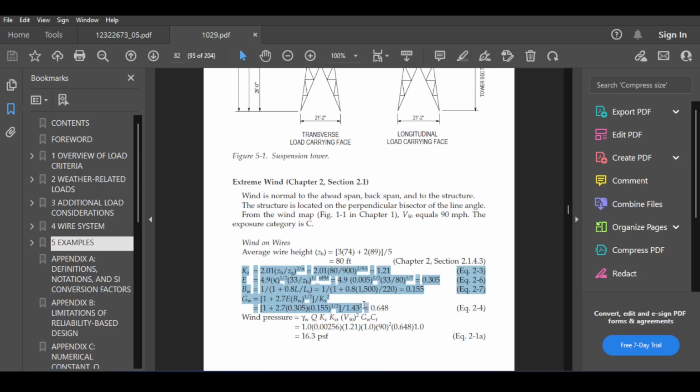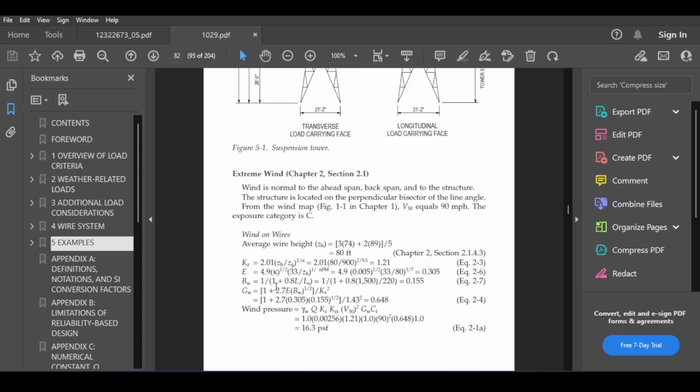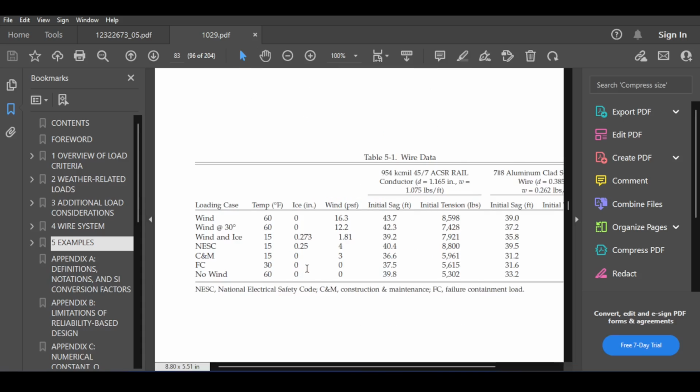Then he enters something called the calculations for wind pressure, and this is where your code will change. It depends if you're using the British code, the Eurocode, or the ACI or ASCE or whatever code. So here he's calculating the wind pressure, which is going to be 16.3 pounds per square foot. This is the pressure on the cable. Now he wants to calculate the wind load on the cable, but before that he shows you the wire data. The wire data is the data that he got from all kinds of manufacturers. You can see that he has some cases, and notice that he's assuming temperatures, because temperatures will change, among other things, the tension of the cable.